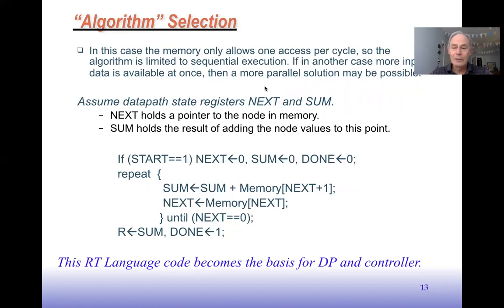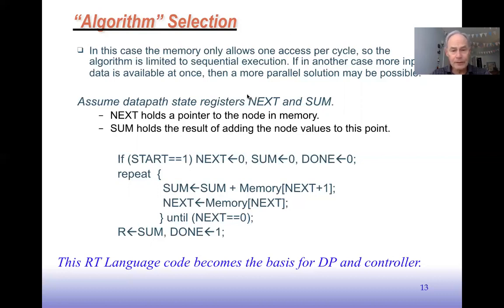In another case, if more input data was available at once, then a more parallel solution may be possible. In other words, if we could fetch more than one node of our linked list out of memory at the same time, we might be able to speed up the computation or have an algorithm that is more parallel. In this case, since the memory only allows access to one word at a time, it's going to force a sequential execution. But we'll do what we can given that constraint to make it as efficient and as high performance as possible.